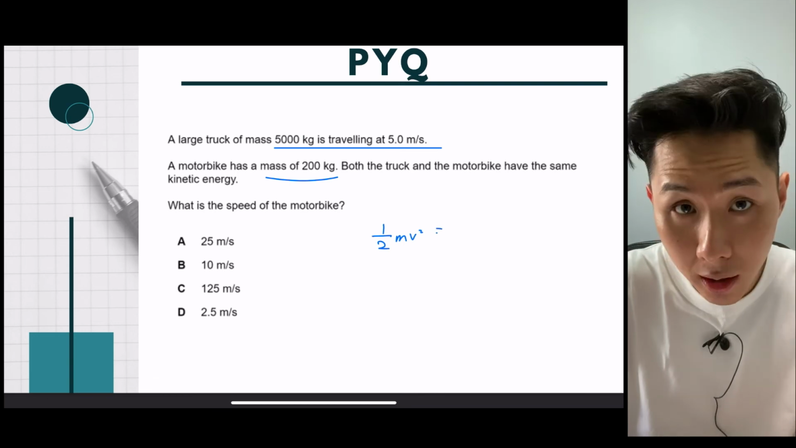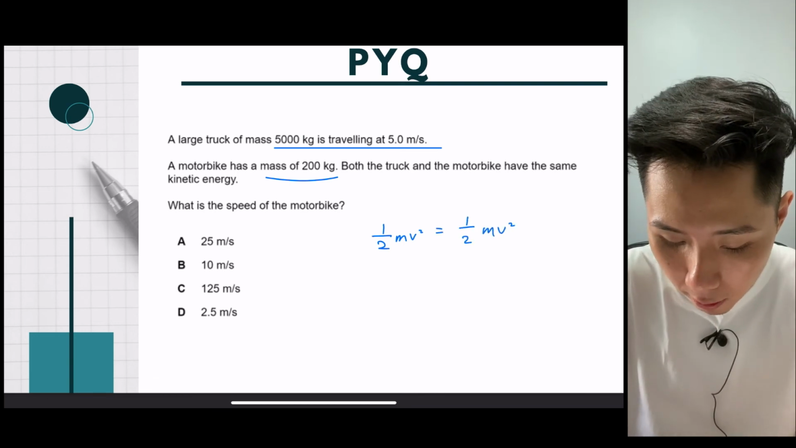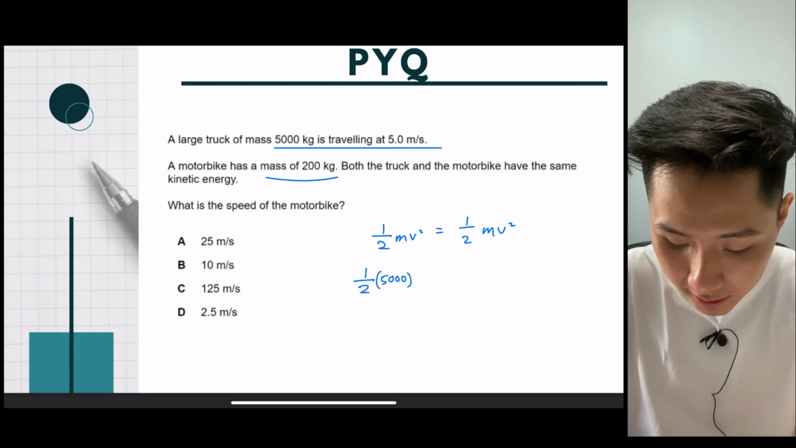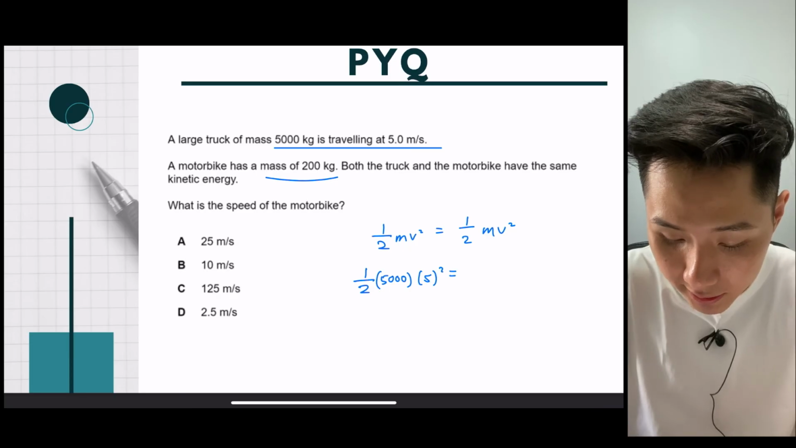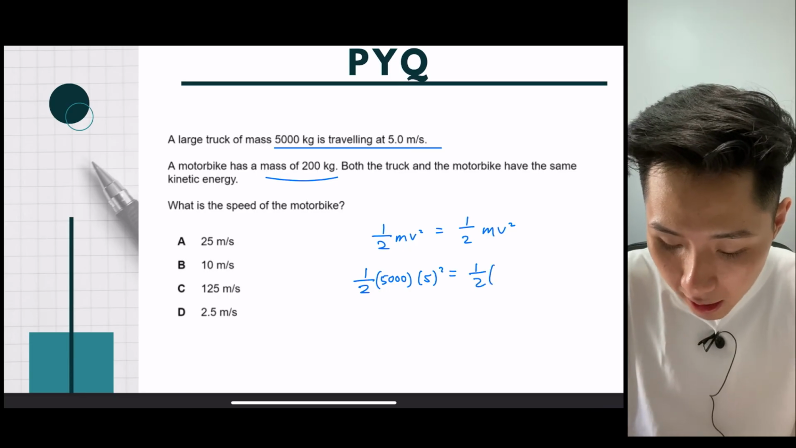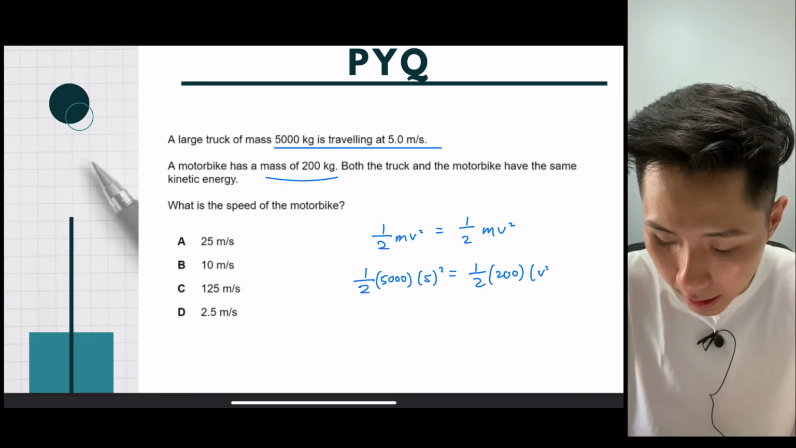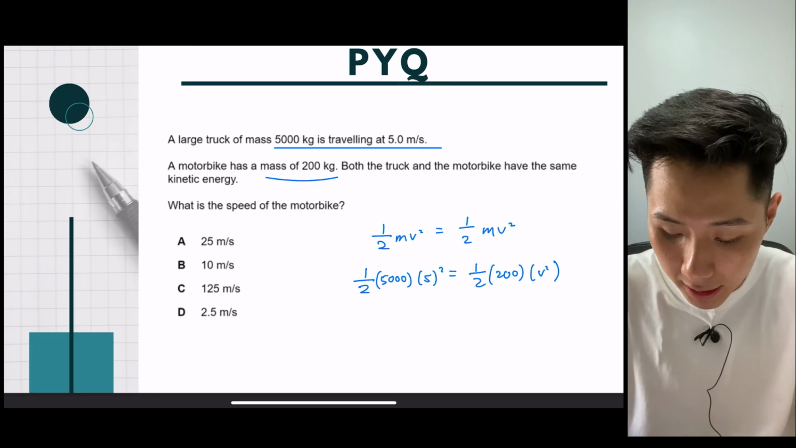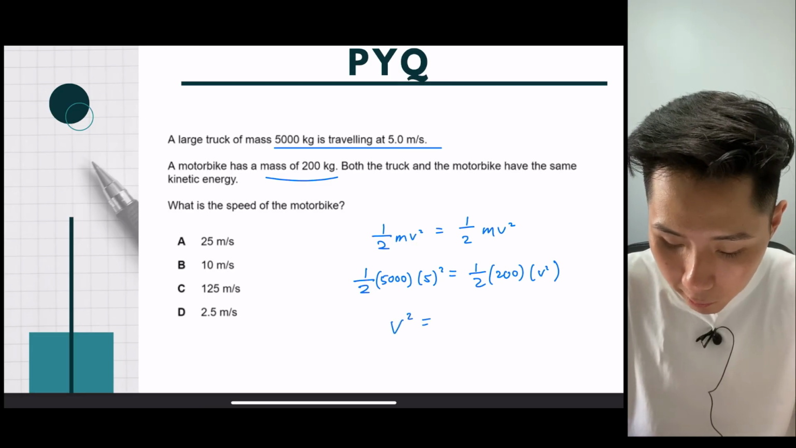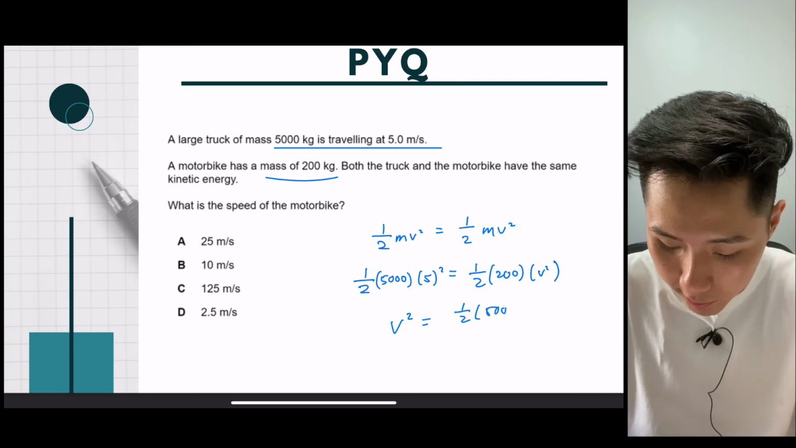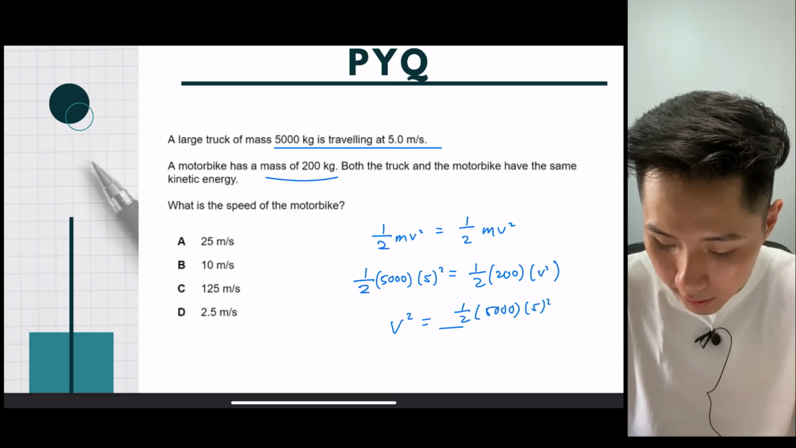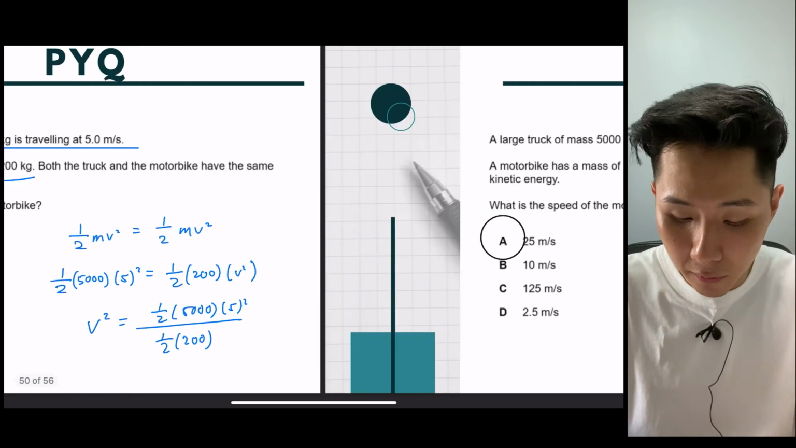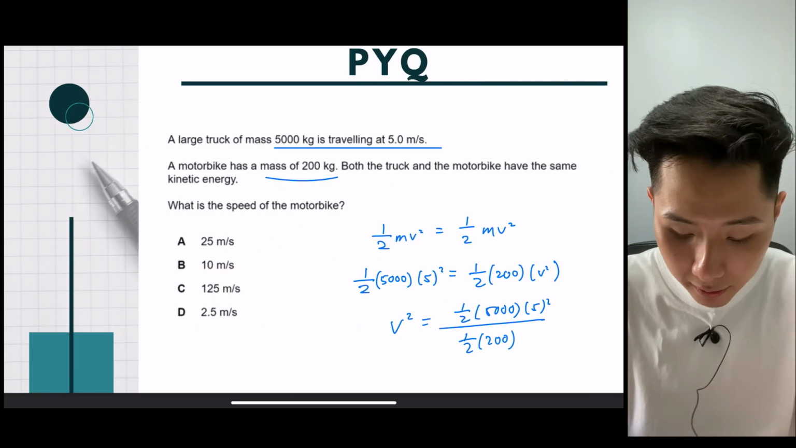The half mv square of the truck is equal to half mv square of the motorbike. So for the truck, I can use 5,000 as my mass, 5 as the speed, and it's half. The motorbike is 200. What I need to find is the velocity. So if I plug everything into the equation, I'll get v square. I can basically just use 1,000, 5 square, divided by 1 over 2, 200. If you put everything into the formula, you should be able to know that 25 is the answer.